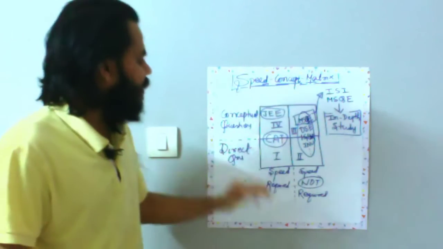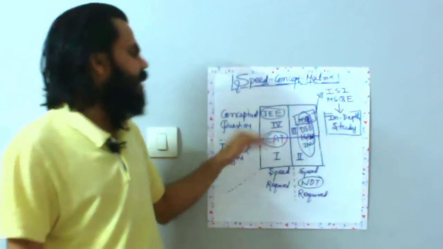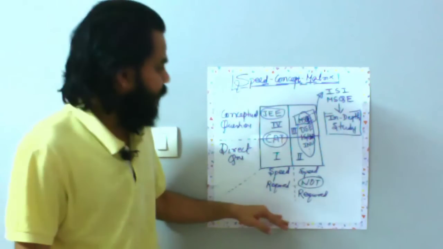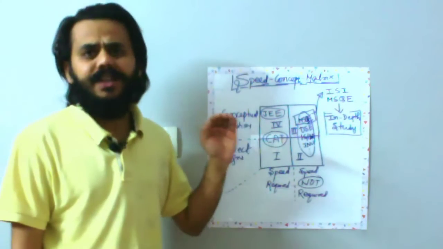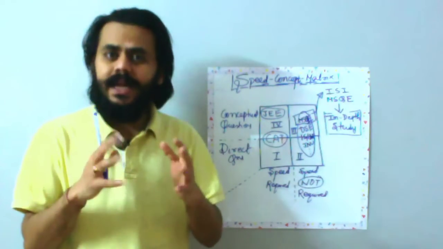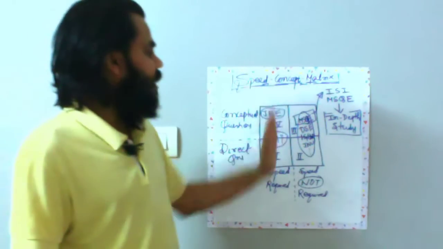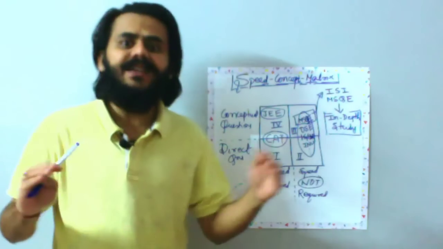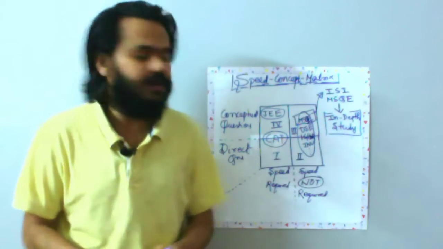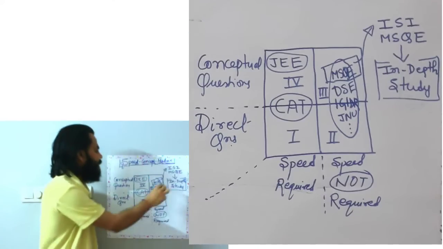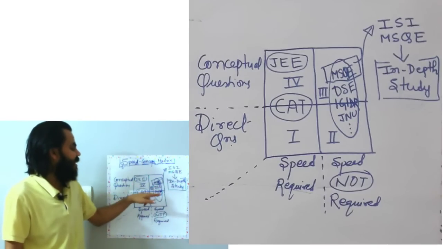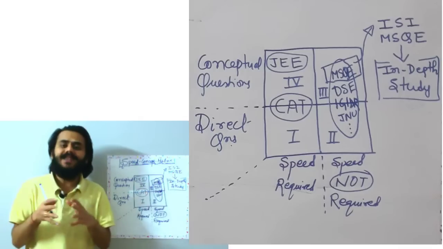If you look at CAT, it somewhere falls between conceptual and direct, and it requires a lot of speed as well. So in some ways the preparation for JEE would be similar to CAT but not exactly, and JEE and CAT preparation will be entirely different from your MSQE, DSE, IGIDR and JNU preparation. Now I have made this lens-like shape to represent MSQE, DSE, IGIDR, JNU, and other economics entrance examinations.